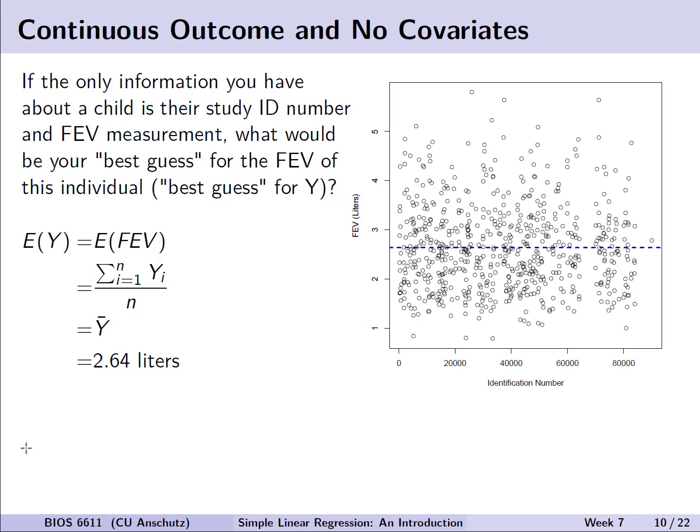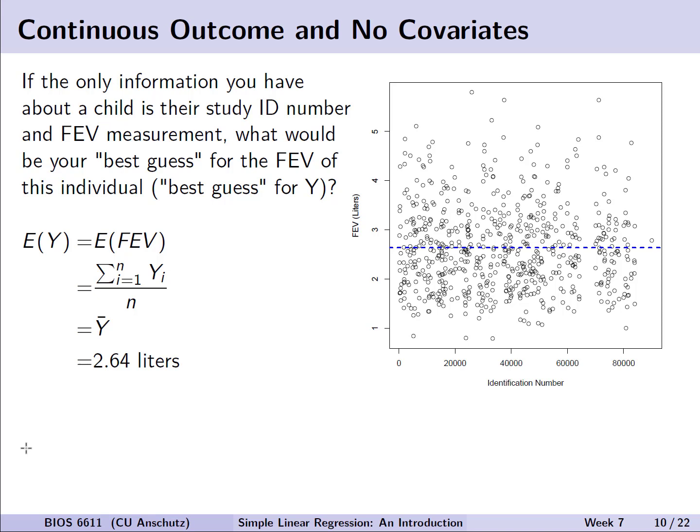So let's start building towards a motivating reason for linear regression and why we would need to expand upon our previous repertoire of either methods from prior stats courses or the ones we've covered so far in 6611. So let's first assume we have a continuous outcome FEV, but we have no covariates. So if the only information we had about a child was their study ID number and their FEV measurement, we might say that our best guess for FEV of any given individual would just be the sample mean.